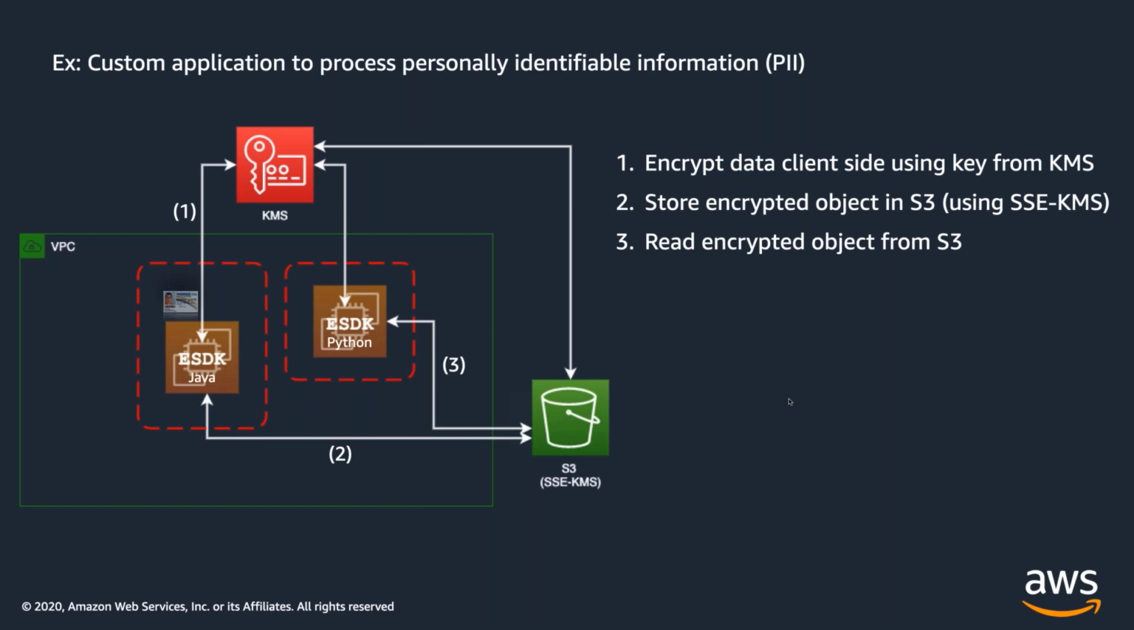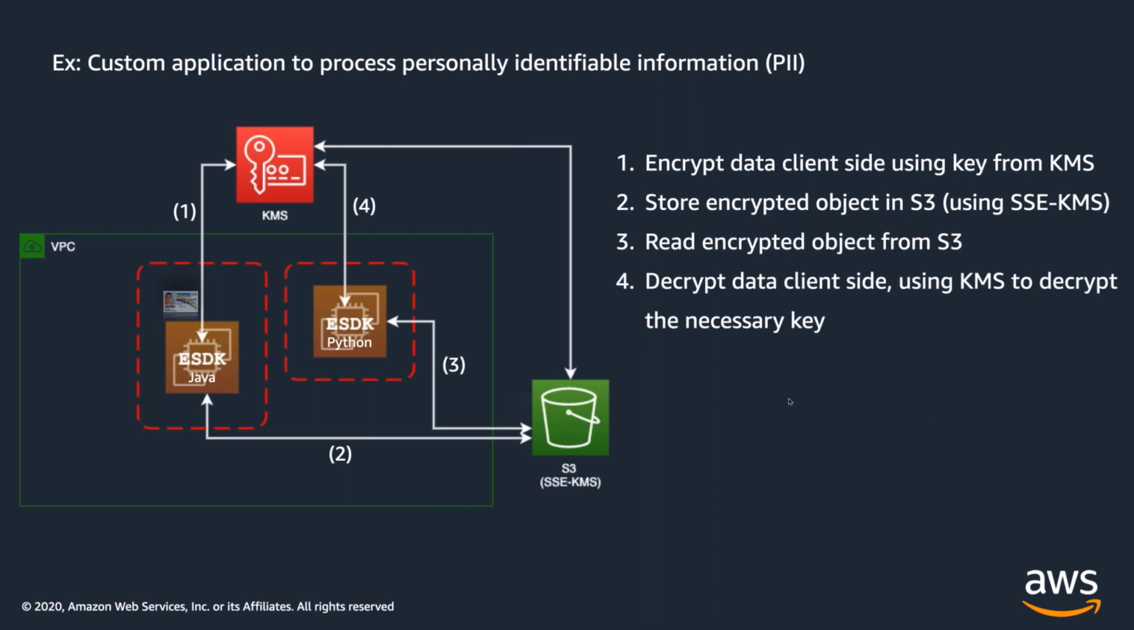Now we've got our consumer, which is going to read the encrypted object from S3. And again, it needs permissions to not only the bucket and the object within S3, but also the permissions on the KMS key that was used to encrypt that object server-side. Oops, I keep going the wrong direction, sorry about that. And we're going to now decrypt the data client side, which is going to reach out to KMS and decrypt the necessary encryption key that was stored within our envelope.